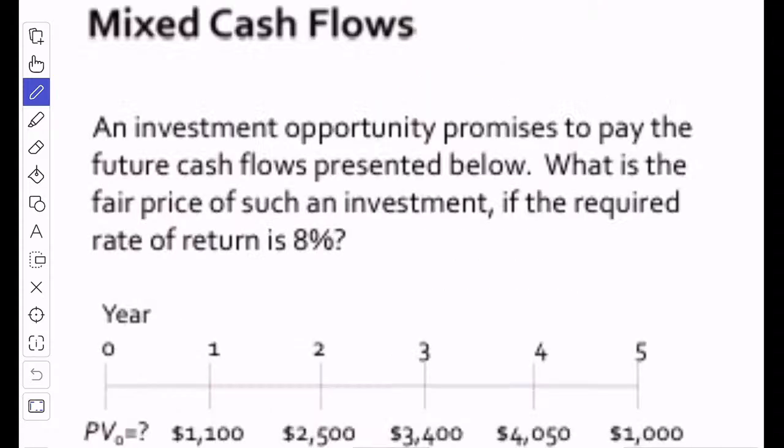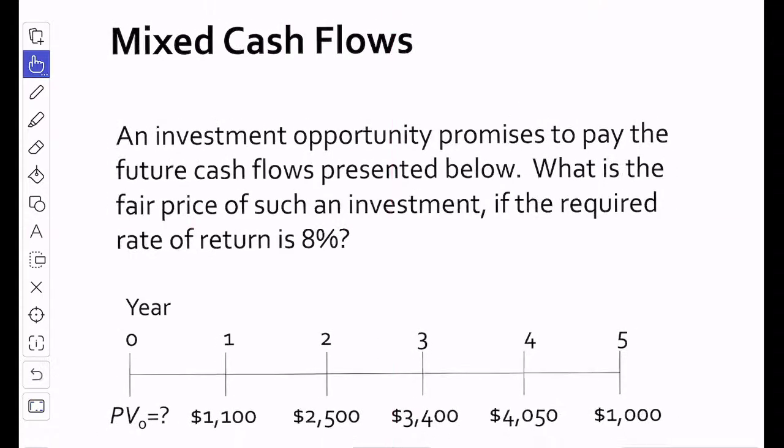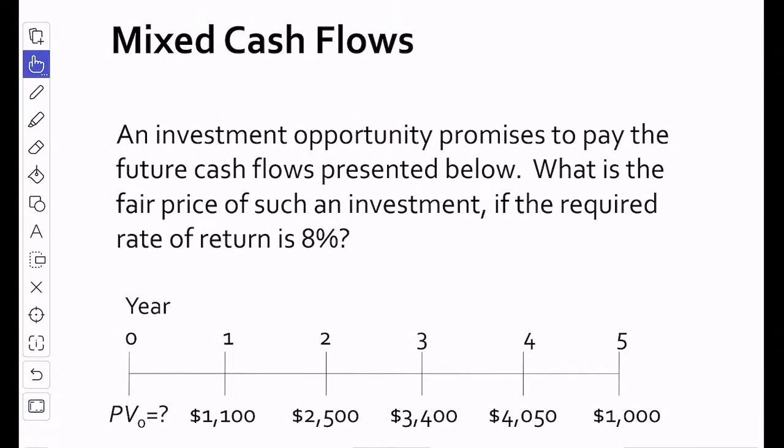Okay, no questions, comments. All right, now we're going to use the same technique on our calculator to solve a different kind of problem. In the previous problem, the cash flows were level. They were the same amount, and that pattern was useful.